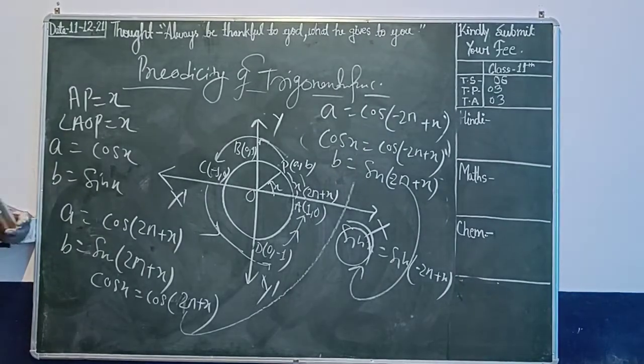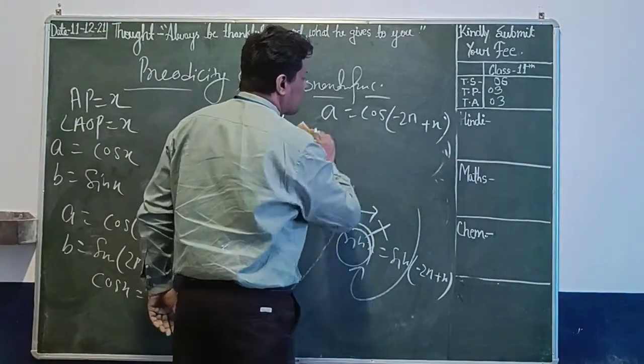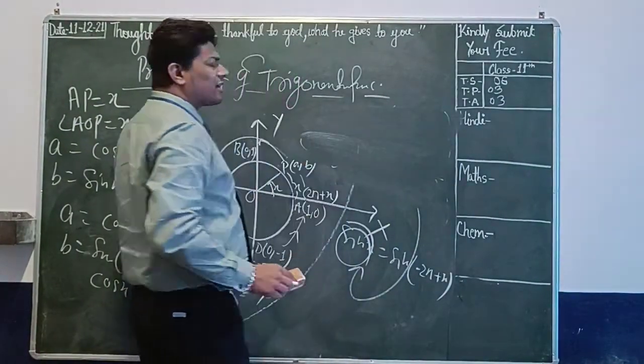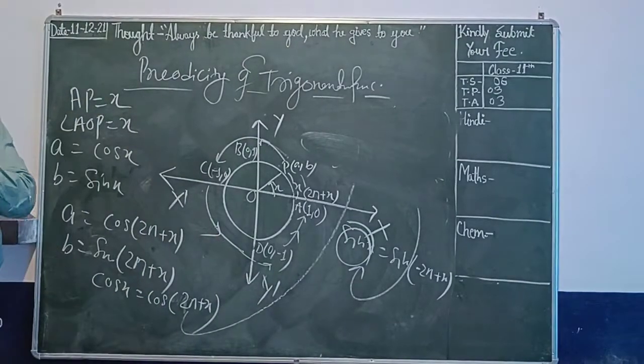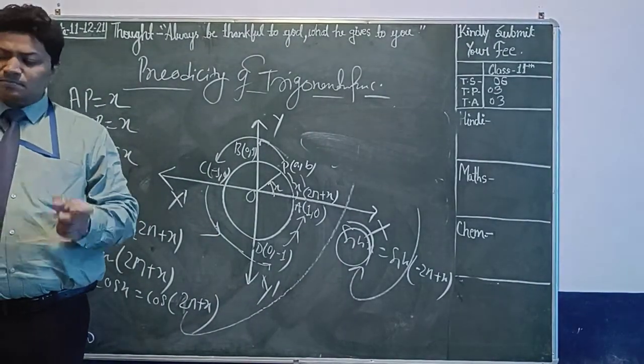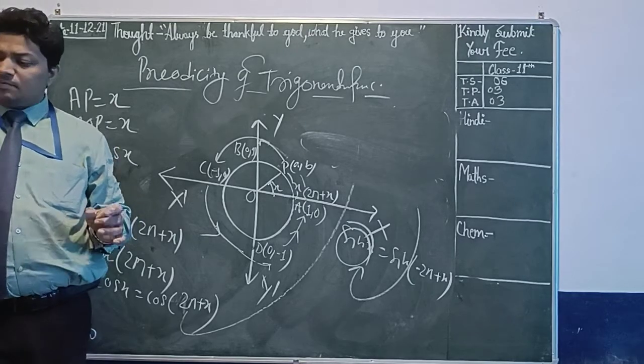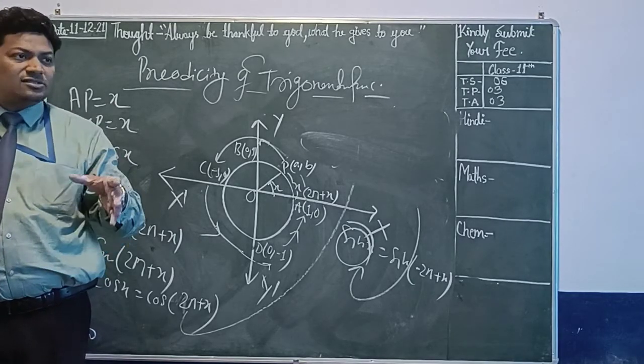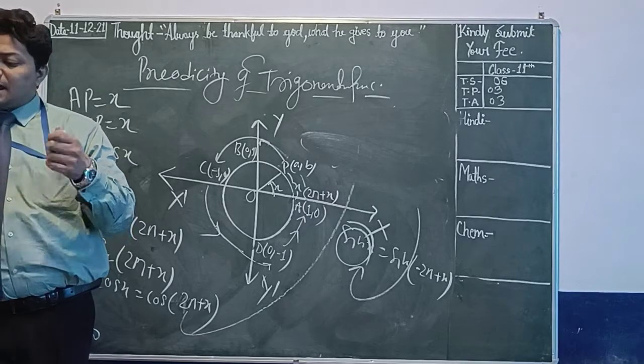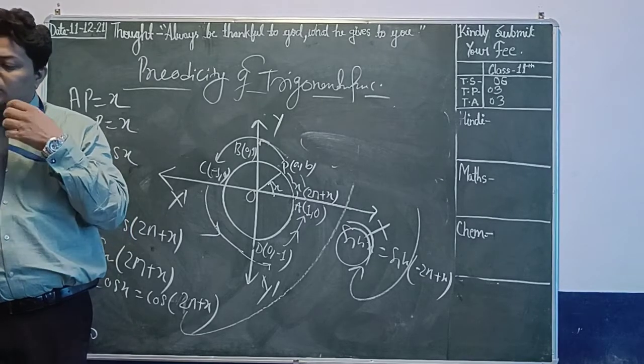If you can talk about the tan, what you are getting is tan of pi plus x. That one is tan of pi plus x equal to tan x. Is it clear? Tan of pi plus x is equal to tan x, you are getting. Clear?